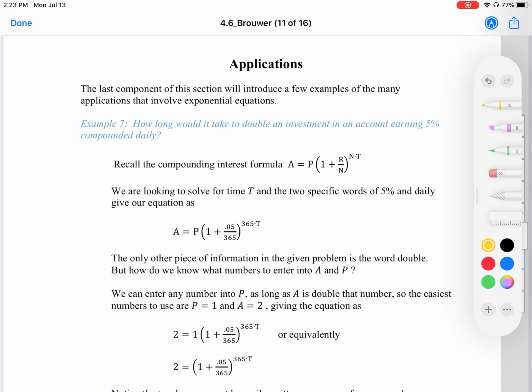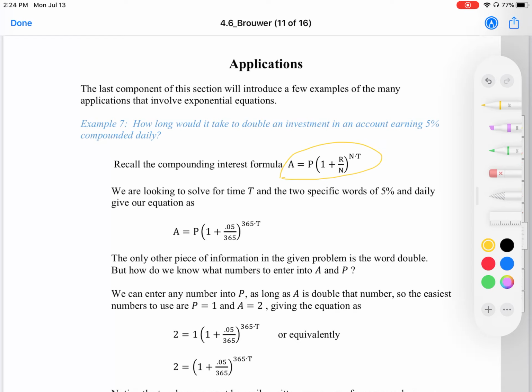Applications. The last component of this section will introduce a few examples of many applications that involve exponential equations. Example 7. How long would it take to double an investment in an account earning 5% compounded daily? All right, so we have to recall our formula for compound interest.